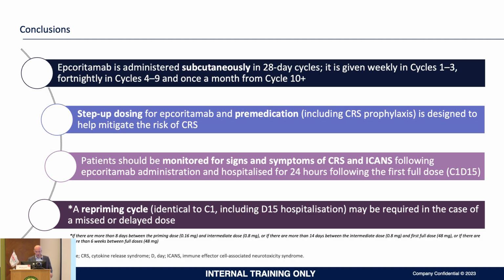Although, bear in mind, most of these events, if they do happen, are grade 1 or grade 2. And I'm just mentioning at the end that there are recommendations on repriming for epcoritamab, for what you actually do if you have dosing delays. That depends slightly on where you are in the dosing schedule, but there are very clear repriming recommendations as to when you need to reprime your patients and what you do depending on dose delays.